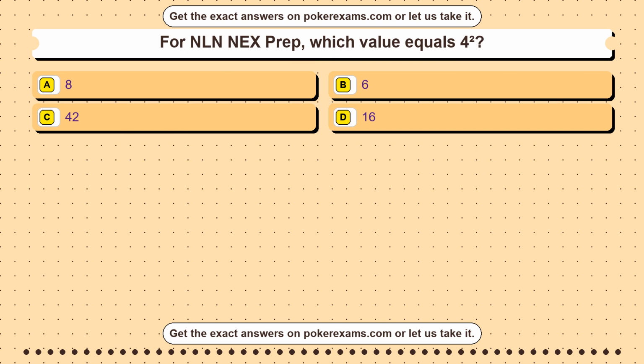Question 22. For NLN NEX Prep, which value equals 4 superscript 2? Option A, 8. Option B, 6. Option C, 42. Option D, 16.